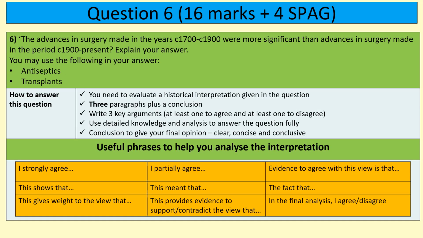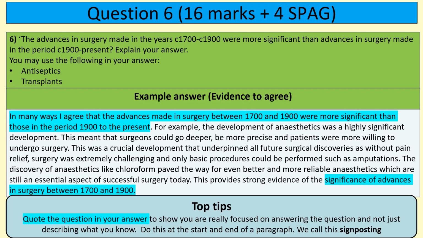Okay, so we're just going to look quickly at question 6. The advances in surgery made in the year 1700 to 1900 were more significant than advances in surgery made in the period 1900 to present. Explain your answer. You may use the following in your answer: antiseptics and transplants. So let's have a look at an example answer for this question.